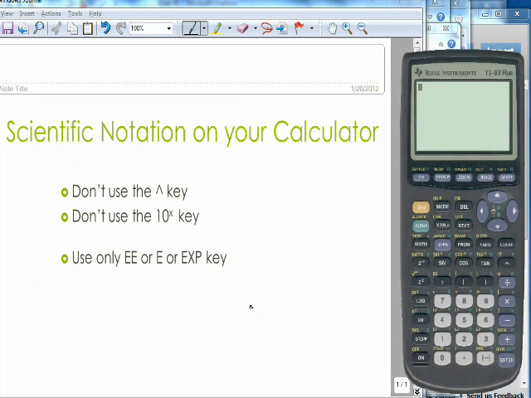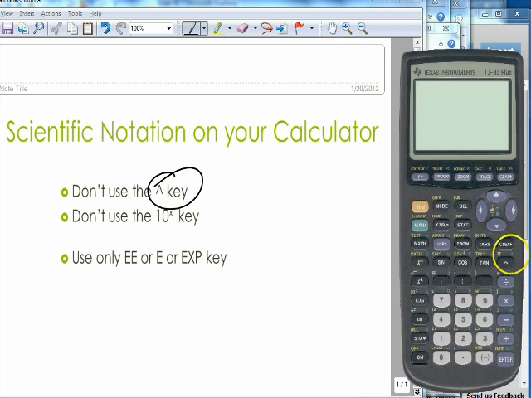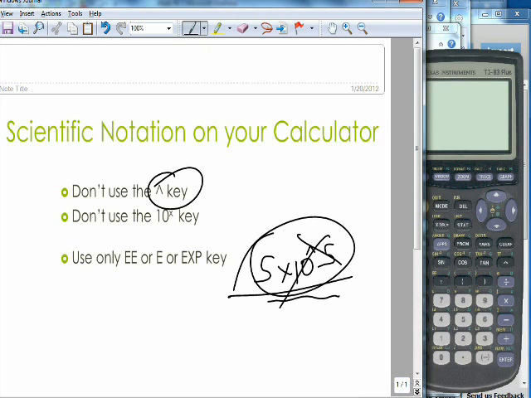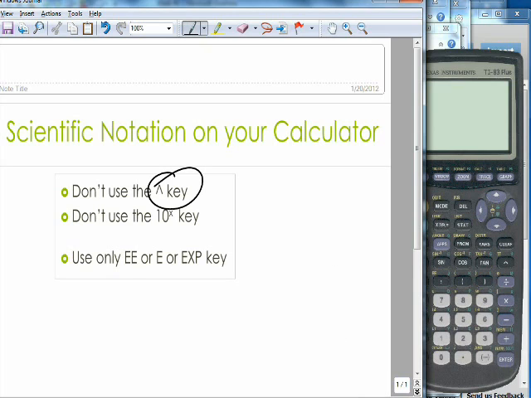So keys you don't want to use: don't use the caret key. The caret key is over here. Don't say something like 5 times, and then put in 10, and then put in a caret, and then put in the number. Ixnay. Don't do that. It might work once, but when you get into big calculations, stoichiometry, it'll be a nightmare. Because then you're going to have to put parentheses and all sorts of weird things. It's too difficult, it takes too long. And really, the main reason not to do it is because there's going to be a mistake there, and something's going to go wrong with your answer.